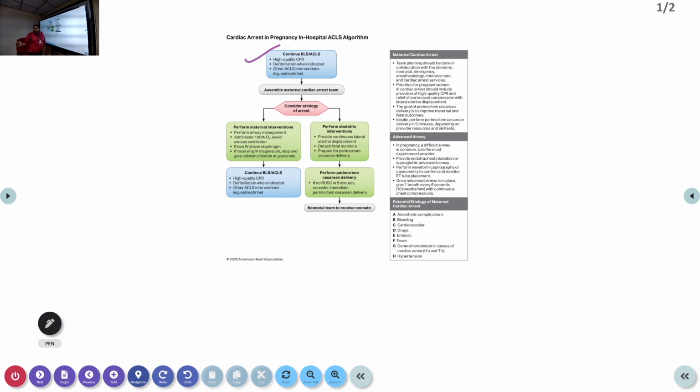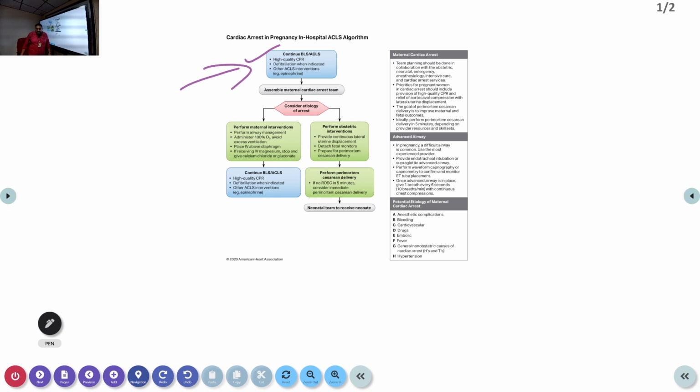Defibrillation when indicated, as we have already discussed, whenever you see a shockable rhythm, you need to defibrillate, and you have to go ahead with other ACLS interventions like drugs like epinephrine, amiodarone, all depending upon the requirement. So this part there is no change. So just you need to continue.